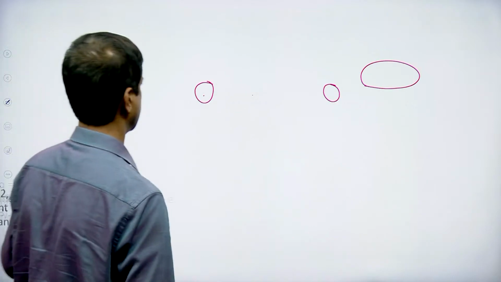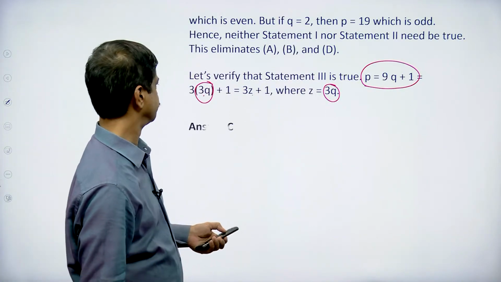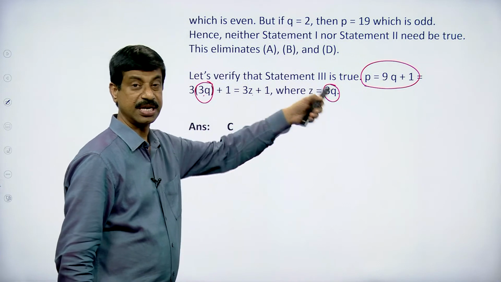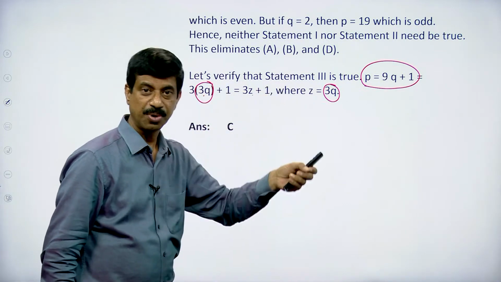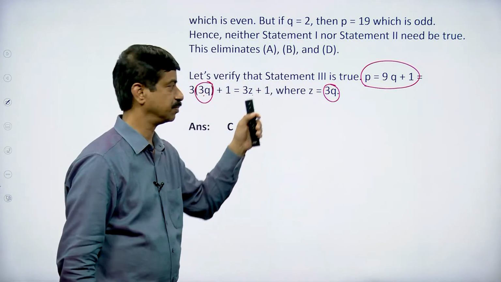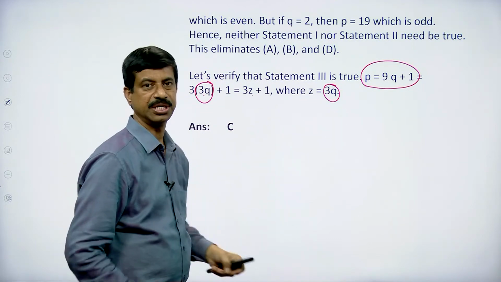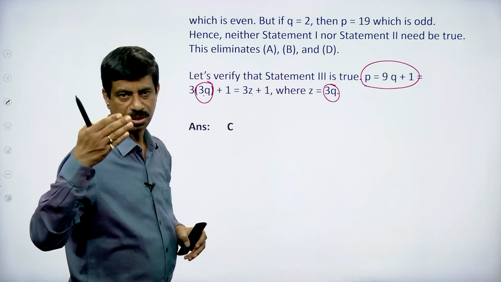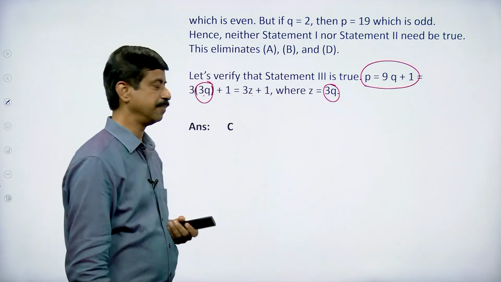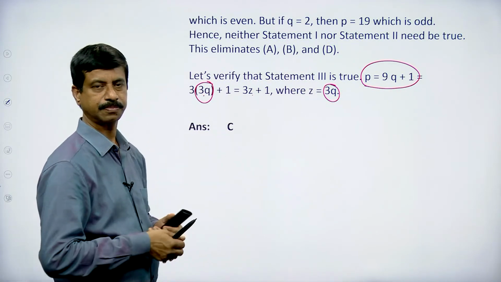Okay, children, let's go to the next page. Please note it fast. This is very important, children. Z is 3q. It is a multiple of 3 only, not for every integer. It is only for multiples of 3: 3, 6, 9, 12, 15, like that. Please note it fast, quick.